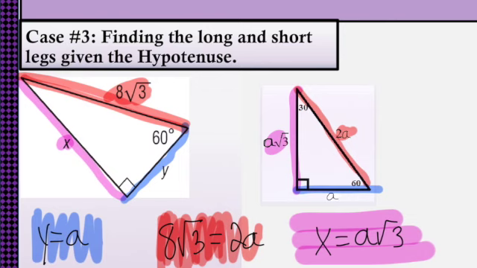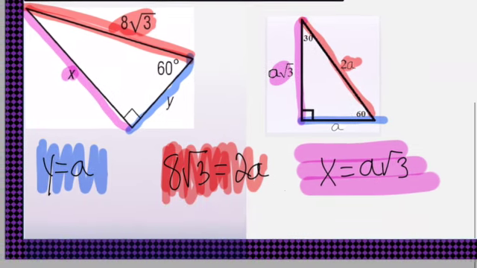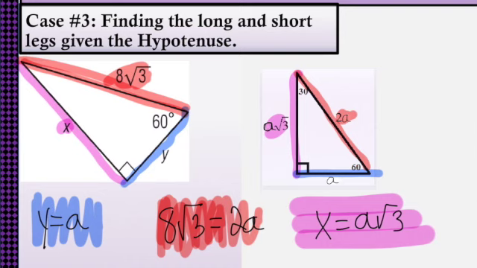So I need to find which one I can solve for. The y equals a, there's nothing for me to do there. The x equals a radical 3, there's nothing I can do there. So I've got to be working with the one right in the middle. I'm going to divide each side by 2, because I want to get a by itself. 8 divided by 2 is 4, and I end up with a equals 4 radical 3.